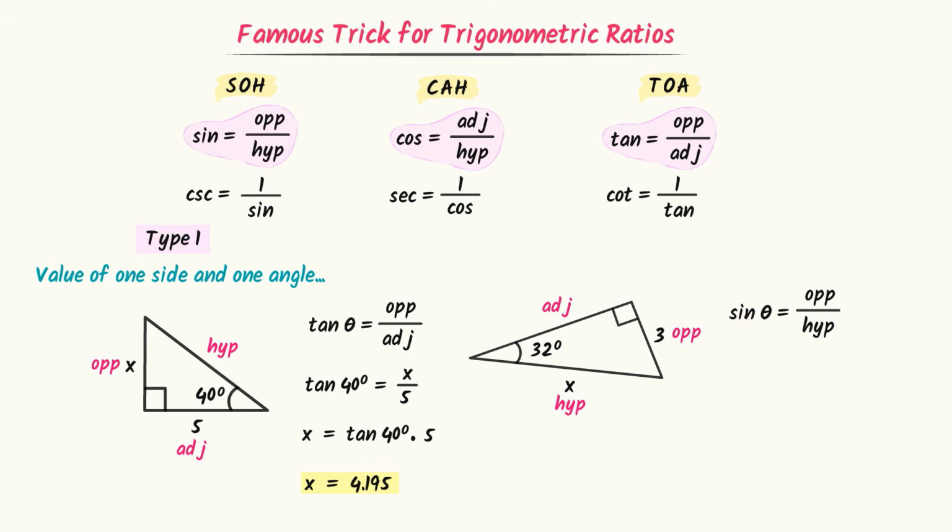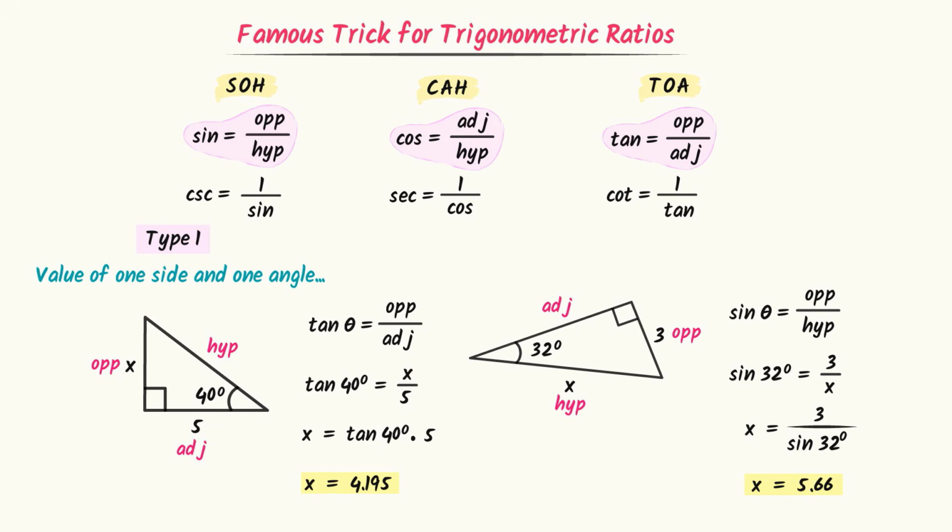We can see that sin theta is equal to opposite side upon hypotenuse side. Here theta is equal to 32 degree. Opposite side is 3 and hypotenuse is x. I rearrange this equation. X is equal to 3 upon sin 32. After calculation, I get x is equal to 5.66. Thus the value of x or hypotenuse is 5.66.